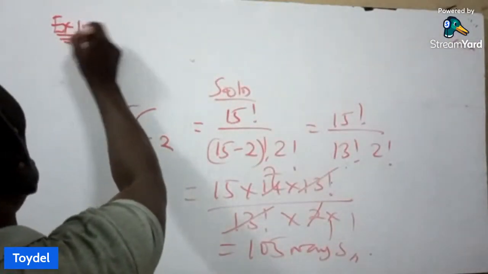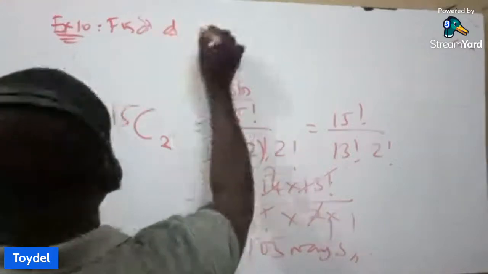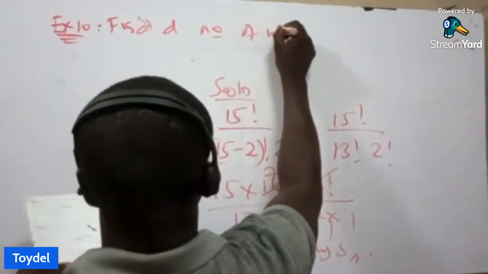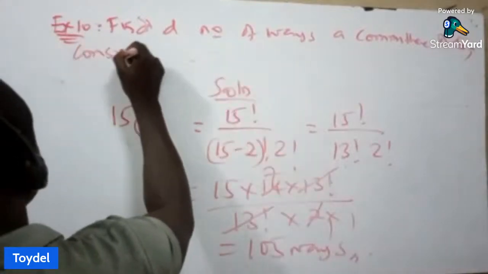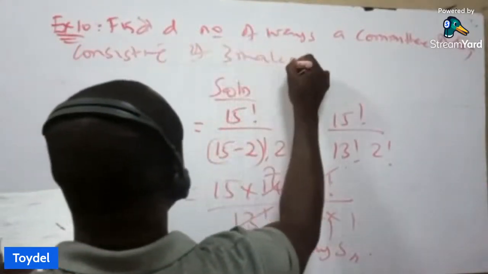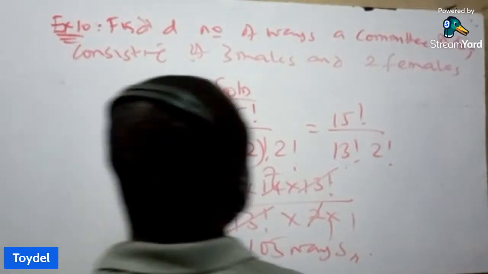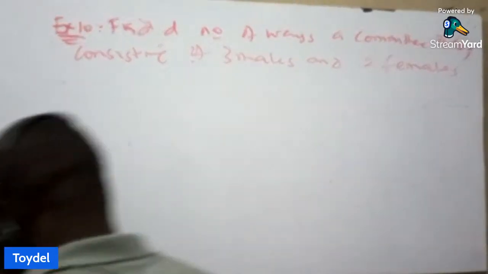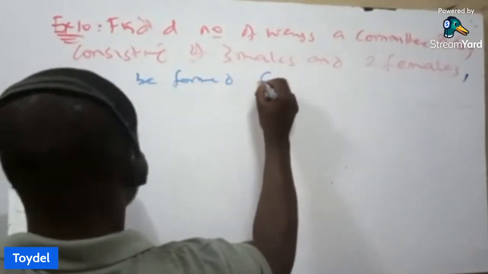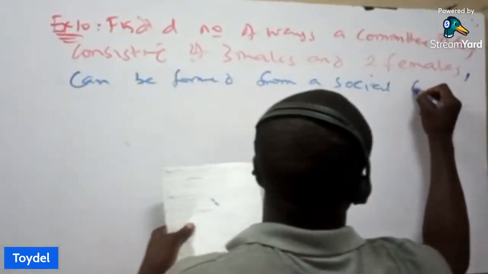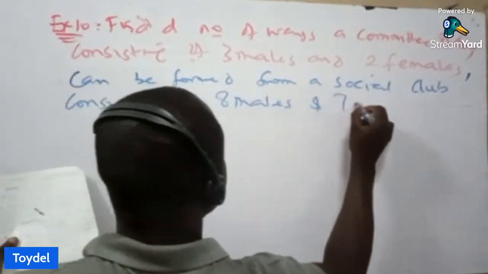Where we have, find the number of ways a committee of 5 consisting of 3 males and 2 females can be formed from a social club consisting of 8 males and 7 females.